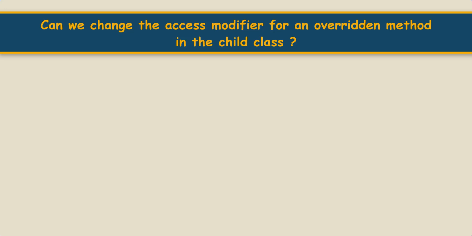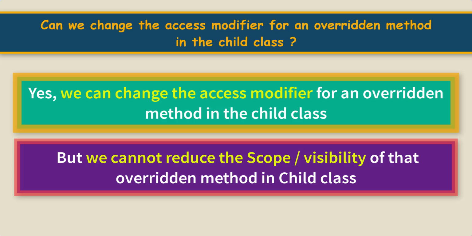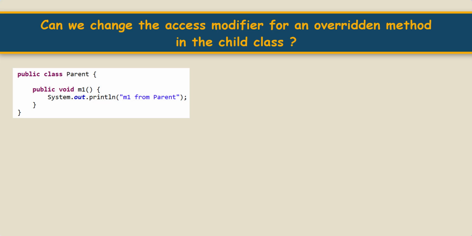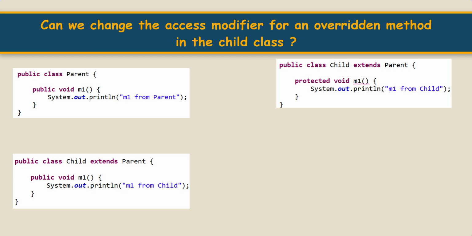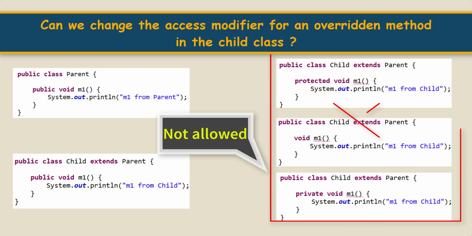So the next question is, can we change the access modifier for an overridden method in the child class? For the overridden method in the child class, you can always increase the visibility of that overridden method, but you cannot reduce the visibility, or the scope, of that method in the child class. For example, here in the parent class, I have used the public access modifier for this m1 method. So in the child class, I can use public only. I cannot use protected, default and private. I cannot reduce the scope of this m1 in the child class.